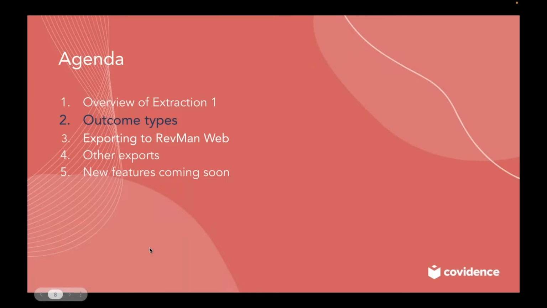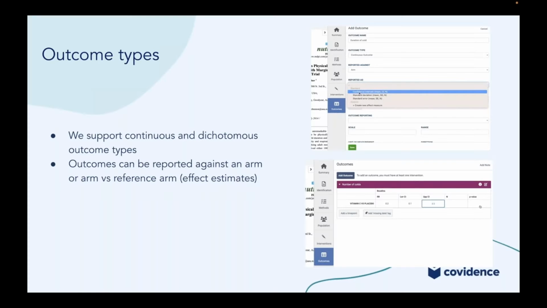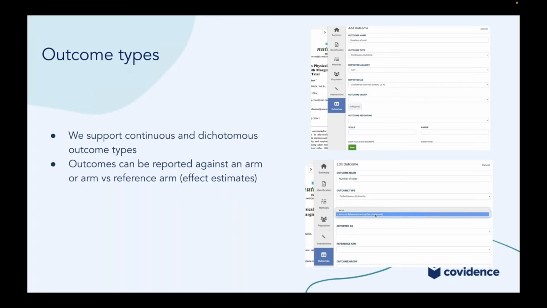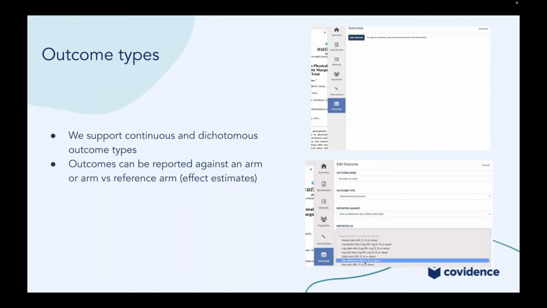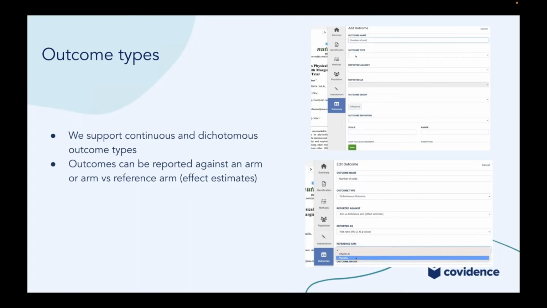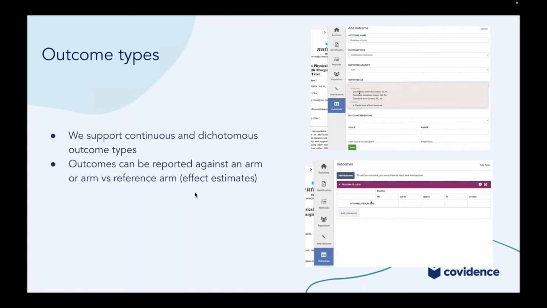Thank you, Laura. So the next part here, what we're going to talk through is the outcome types that we support in our Extraction 1. So we support continuous and dichotomous outcome types for outcomes reported against an arm or an arm versus reference arm, also known as effect estimate, which is also known as contrast level data in RevMan Web.